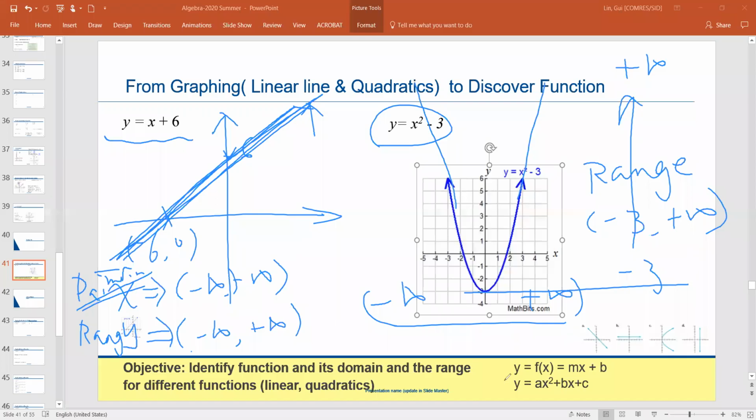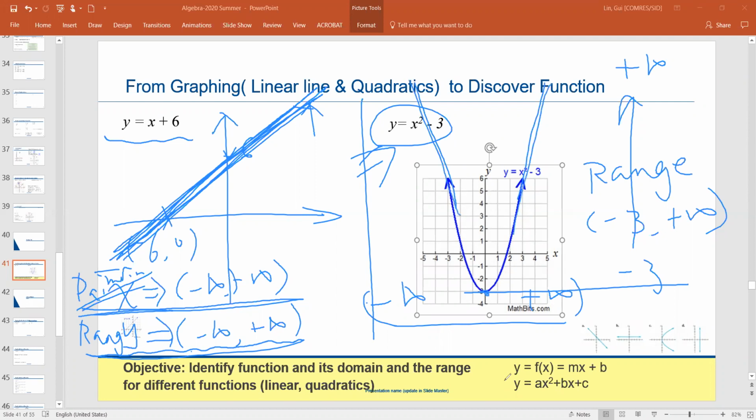So this function, you can see when graphing a linear line, x can go from negative infinity to positive infinity, and the y also from negative infinity to positive infinity. When I do the graphing of quadratics, they have a minimum value or maximum value. X you can pick from negative infinity to positive infinity. That's for the domain, right?